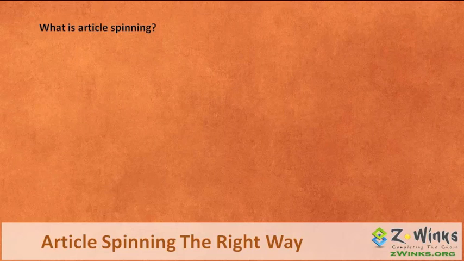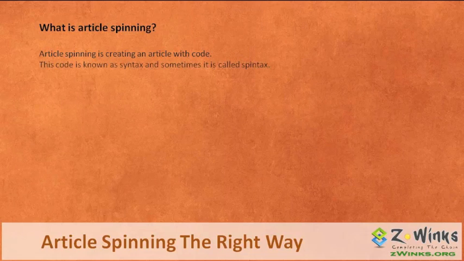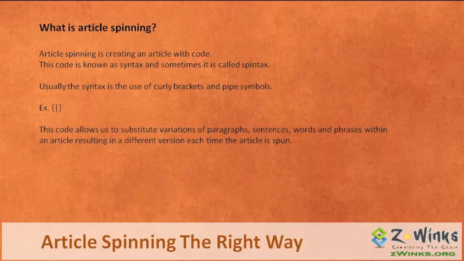So what is article spinning? Article spinning is creating an article using code inside it. This code is known as syntax, and sometimes it's called spintax. Usually the syntax is the use of curly brackets and pipe symbols, like these in my example. Curly brackets, left and right, and a pipe. This code allows us to substitute many variations of sentences, phrases, words, etc. within the article, creating different versions each time we spin that article.